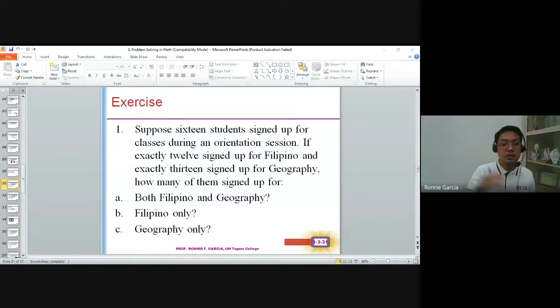Nasabtan ba ninyo? Tulo ka buok ang problems dire. Pila daw ka buok katong 16 ka buok estudyante ha. Pila ka buok didto ang nag-appeal sa Filipino o geography at the same time. Both Filipino and geography. That's the question letter A. Question letter B, out of 16 ka estudyante, pila ka buok ang ning appeal sa Filipino lang. Wa siya laing giapilan, Filipino orientation lang. Ang letter C, how many students signed up only for geography? Wala na siya laing giapilan, geography lang jud.